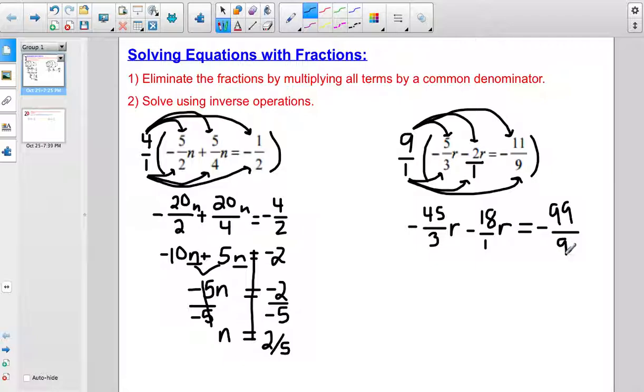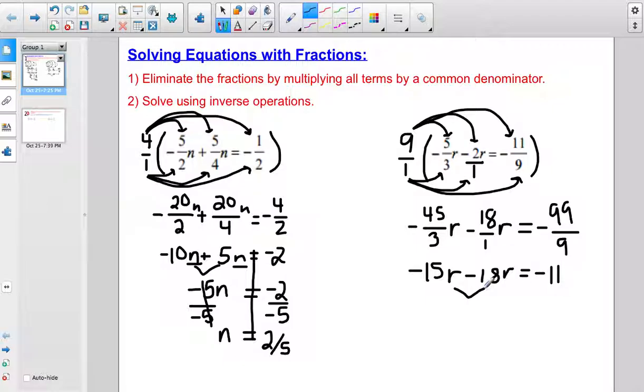Now we reduce the fractions. 45 divided by 3 is 15. Keep the negative and the r. 18 divided by 1 is just 18 with an r. And negative 99 divided by 9 is negative 11.